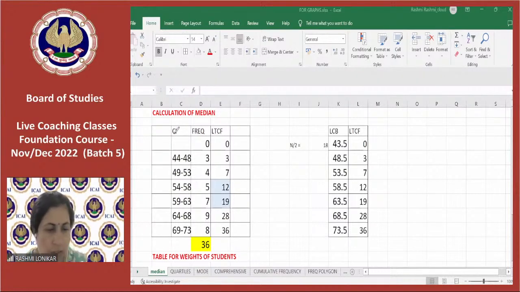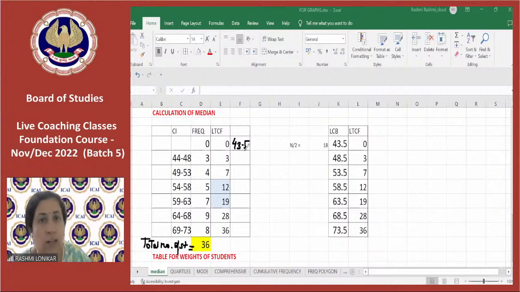Now, this is the class interval that is given to me, 44 to 48, and the frequency is this much. So the total number of students is equal to 36. Then how do I find the less than cumulative frequency? So for 43.5, how many students are there whose weight is less than 43.5? 0 students. Then how many students are there with weight less than 48.5? These 3 students.